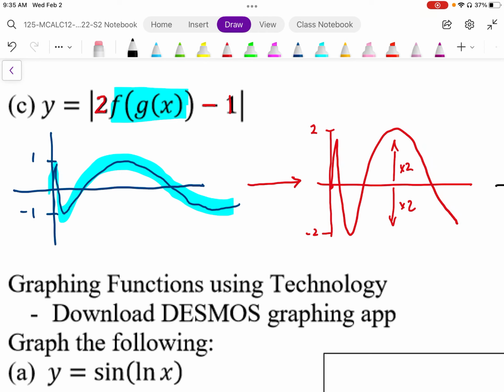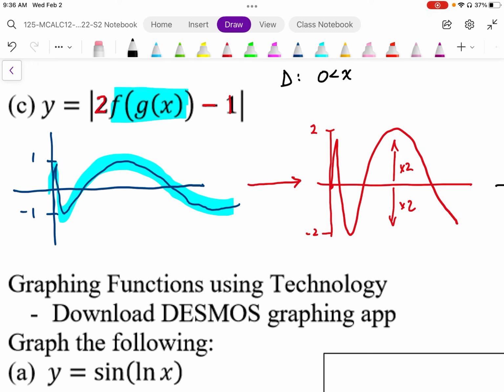It's going to be the same domain as f of g of x. So the domain of that was, we cannot input negative values into the log. So we're going to have x values that are greater than 0. Okay, so that represents the domain of that function. It's the same domain as f of g of x.